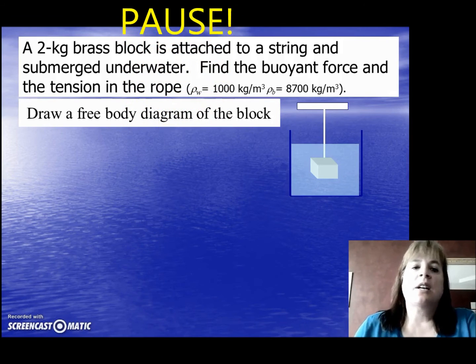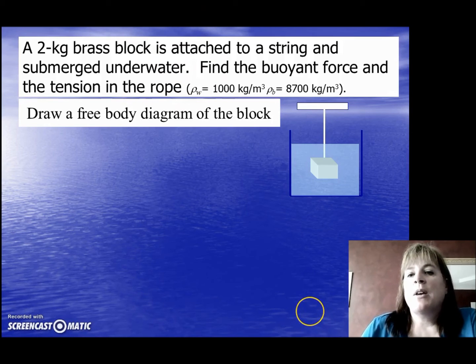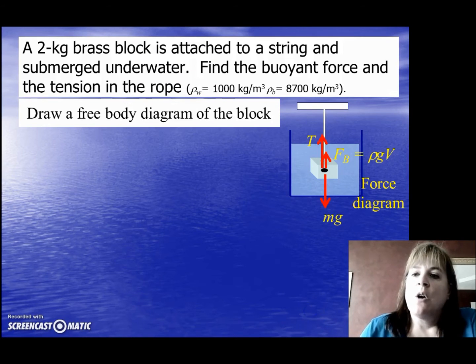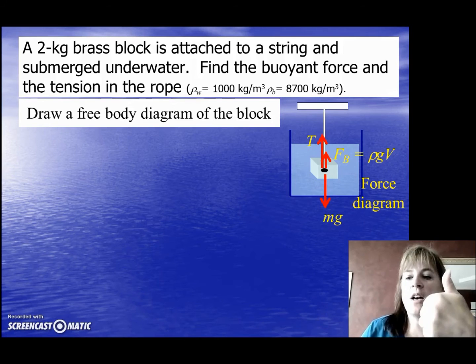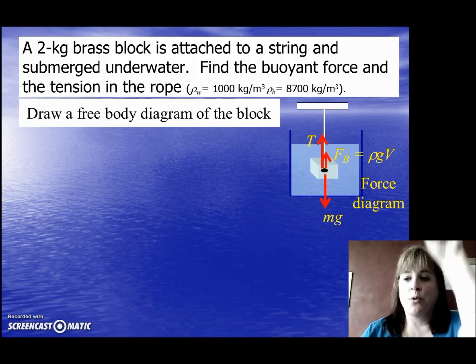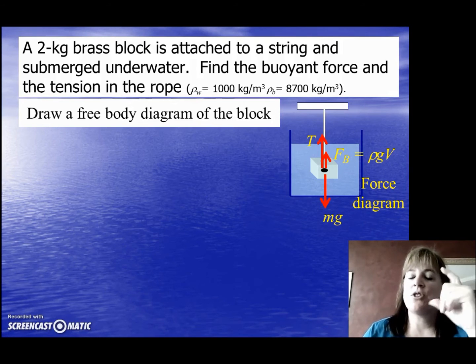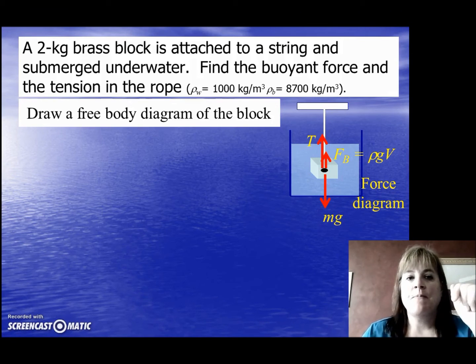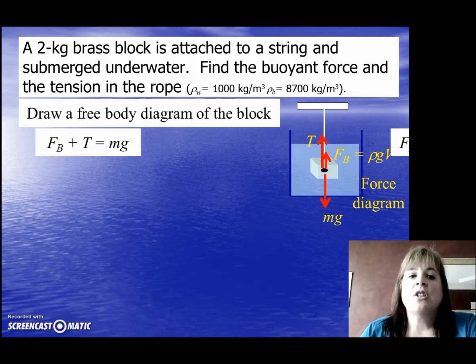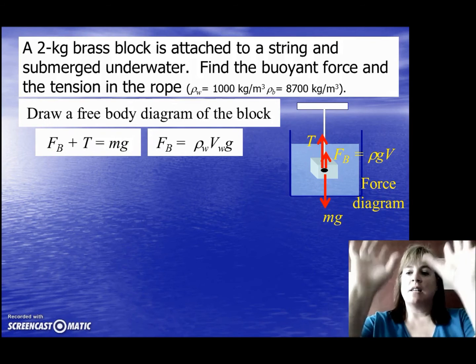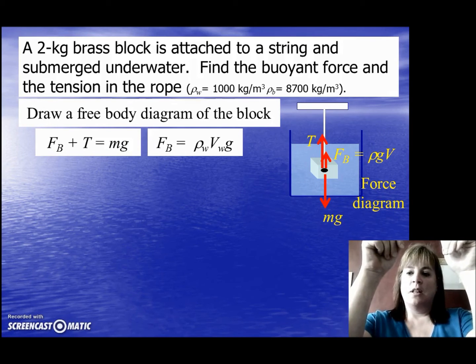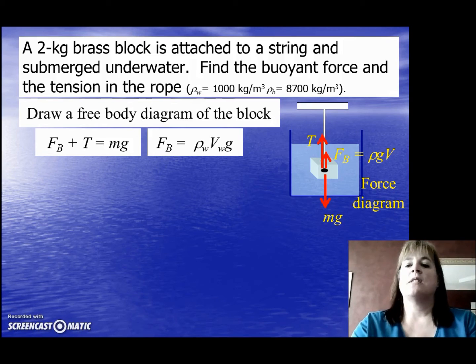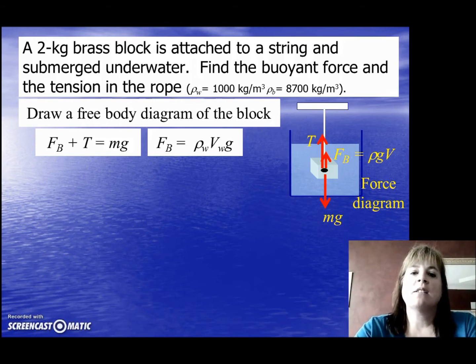Alright, so let's take a look. From your free body diagram, you should have three forces. We have the tension force up from the string, we have the buoyant force up from that pressure difference in the water, and we have the weight of the block down. So our force equation should be that the sum of the forces up equal the sum of the forces down, right? Some of the forces have to be zero because this object's at rest.